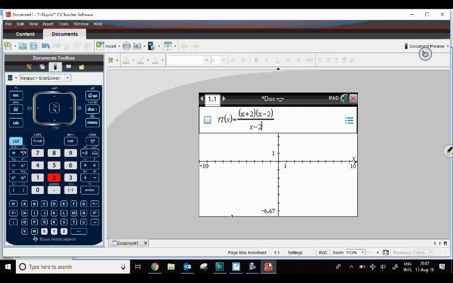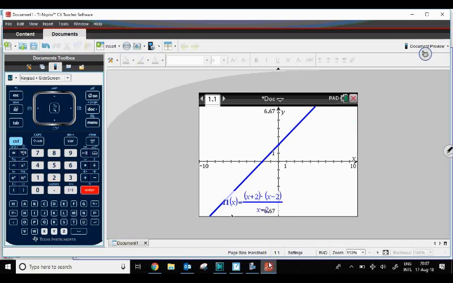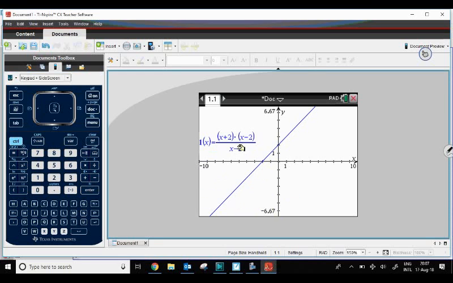What does this graph look like? x plus 2 times x minus 2 over x minus 2. Well, if you think about it, you should just be able to cancel the x minus 2's, right? And you should get a graph that looks just like the line x plus 2. Except we know from the equation that x could not be equal to positive 2, but it sure looks in this graph like it's filled in everywhere.